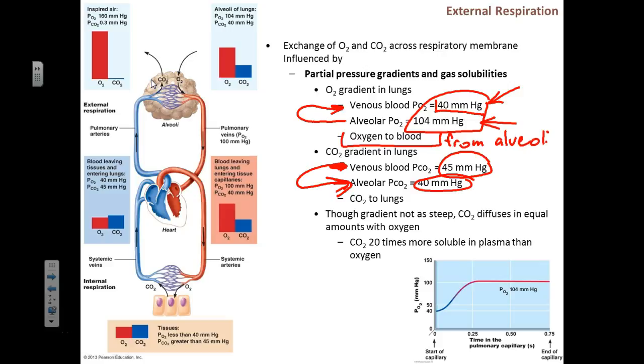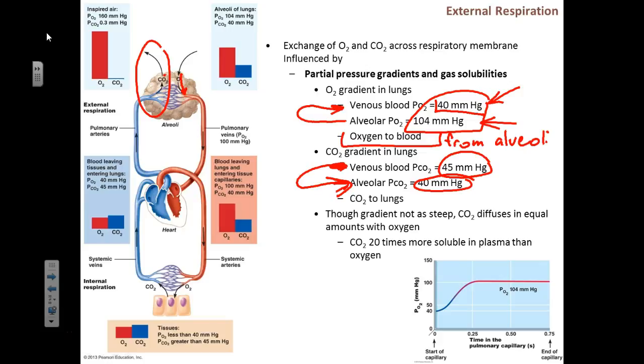CO2, sorry, carbon dioxide, of course, will go from the blood, from the capillaries into the lungs. Thank you for correcting me. You can see this process right here. CO2 leaves the blood and enters alveoli. Oxygen goes from alveoli into the blood. Does that make sense?